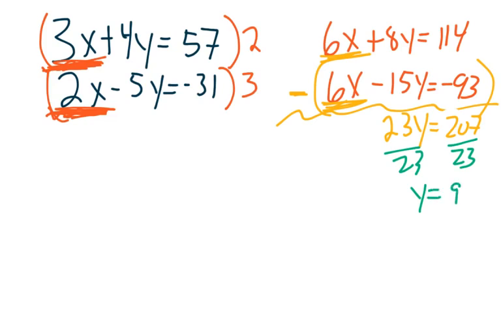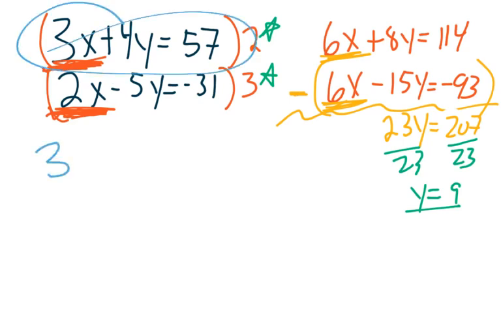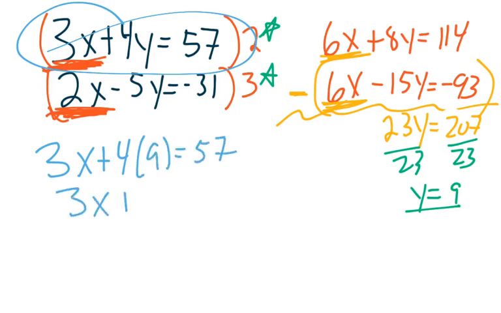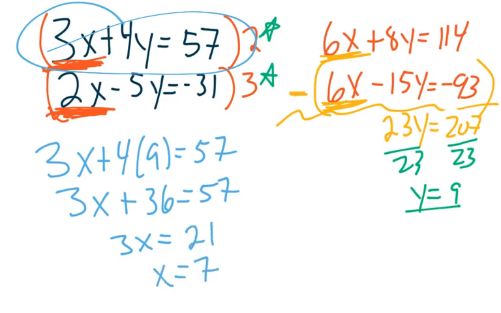So now we've got to figure out what x is, so we substitute 9 in for y. Again, it doesn't matter top or bottom. Let's use the top. So 3x plus 4 times 9 equals 57. 3x plus 36 equals 57. We get 3x is equal to 21, so x is equal to 7. So our solution to this is (7, 9).